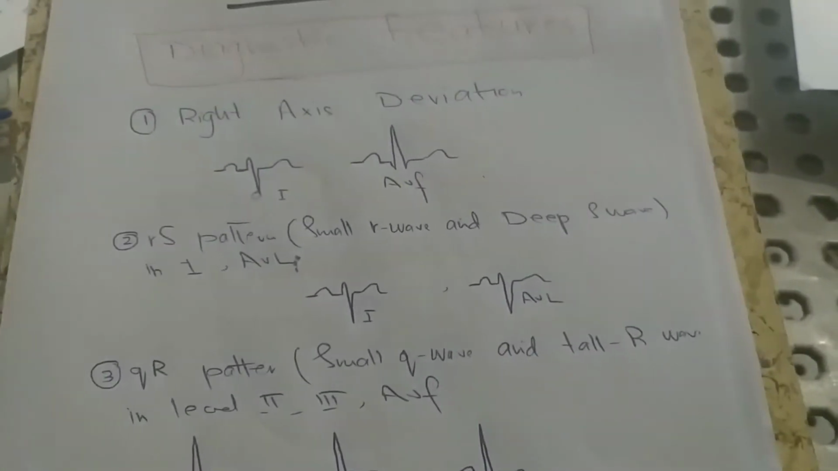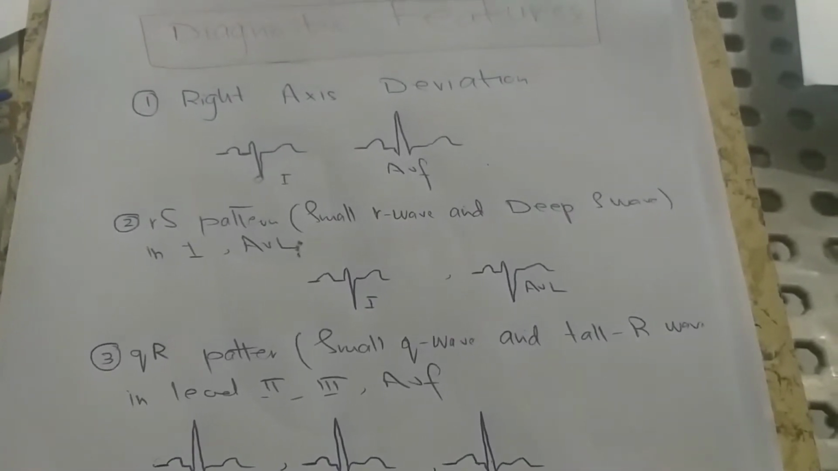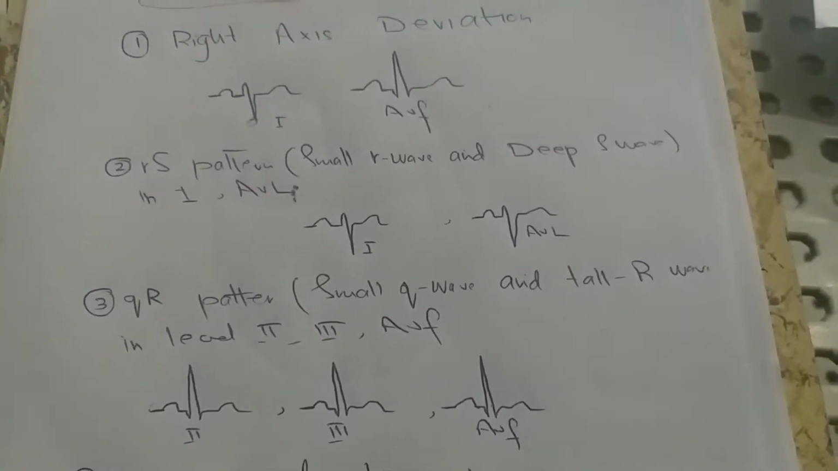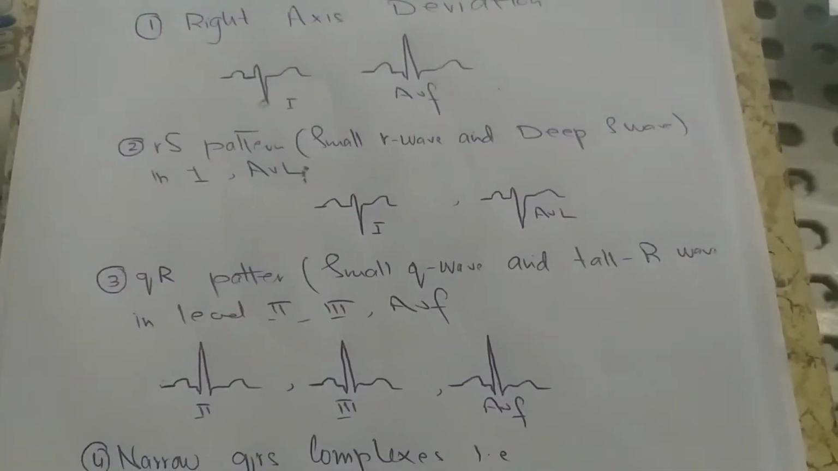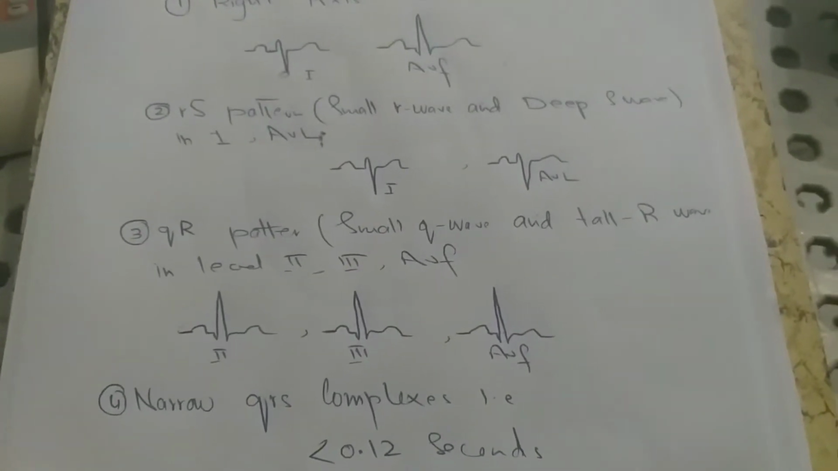So in cases of the left posterior fascicular block, there would be a right axis deviation, there would be a very small R wave and a deep S wave in lead 1 and AVL, and there would be a small Q wave and a tall R wave in lead 2, 3 and AVF. And QRS complex would be narrow. It would be less than 0.12 second in duration.